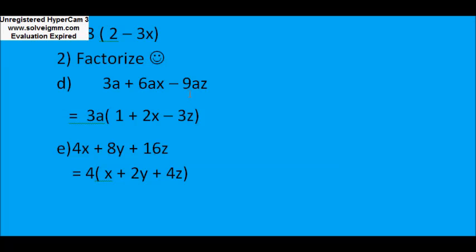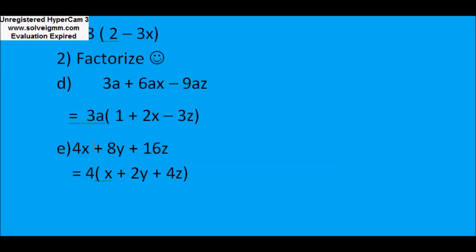Now, 3a. 3a. 3 how many times 9? 3 3s are 9. a is already common, so you will not write a again, and then z as it is. And the last question, 4x plus 8y plus 16z.